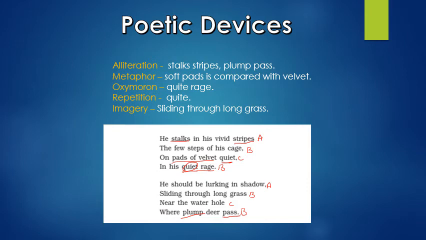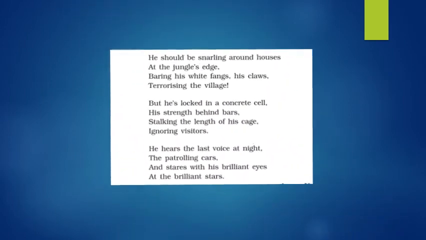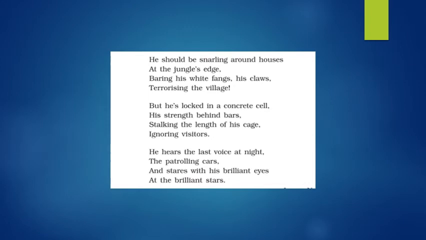And the next poetic device is imagery. And here a word or phrase which creates an image in the reader's mind is imagery, right? And here, the sliding through the grass. When we read this phrase, the reader can imagine the scene. So that is what is mentioned here. So it is imagery. Now let's see in these stanzas.